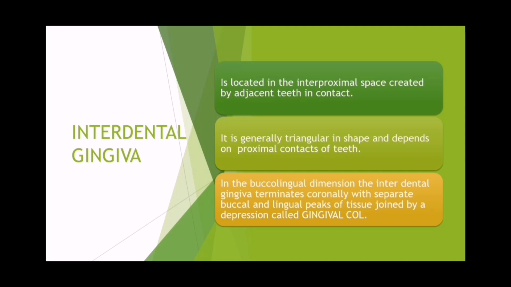It is generally triangular in shape and depends on the proximal contact of the teeth. In the buccolingual dimension, the interdental gingiva terminates coronally with separate buccal and lingual peaks of tissue joined by a depression called the gingival col.